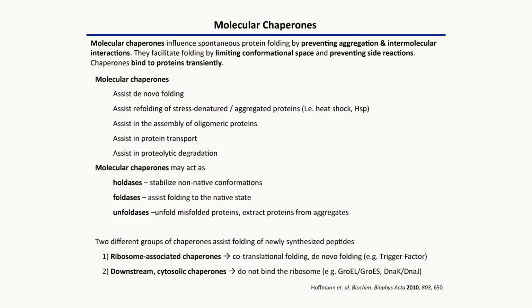What are the types of processes they can assist in? A variety are listed here, and we see that it's quite broad. So they can help in de novo folding, for instance, folding of a nascent polypeptide chain emerging from the ribosome. They can assist in refolding. For instance, if proteins have unfolded or become aggregated because of stress, they can help here. They can assist in the assembly of oligomeric proteins, in protein transport, and they also assist in proteolytic degradation.